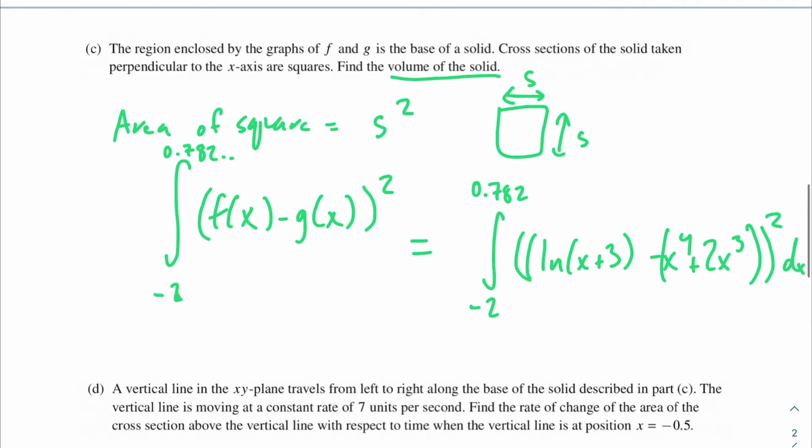Since this is a calculator problem, make sure you're not actually evaluating this on your own. So what we're going to get is 5.340 as our final answer. That is the volume of the solid.